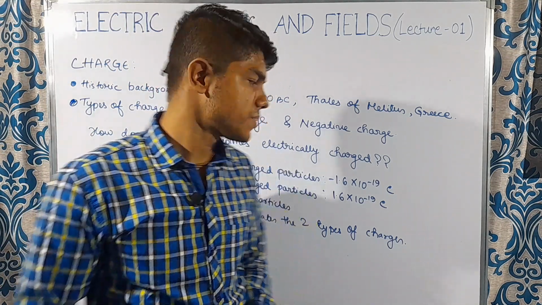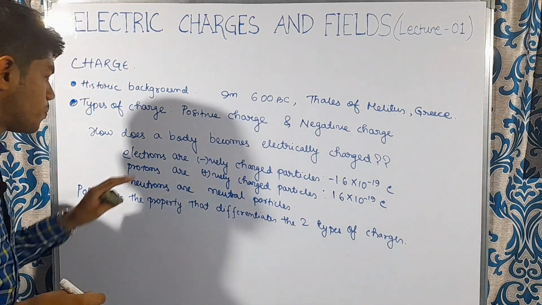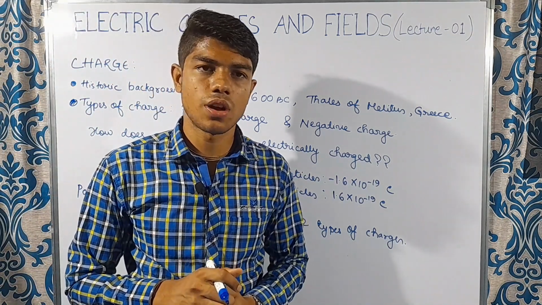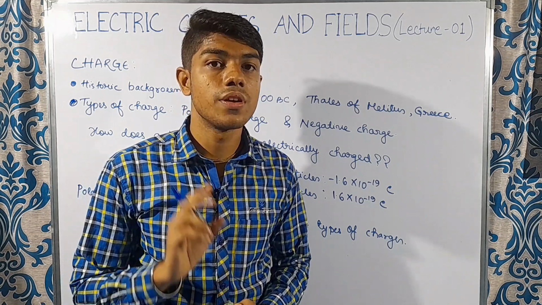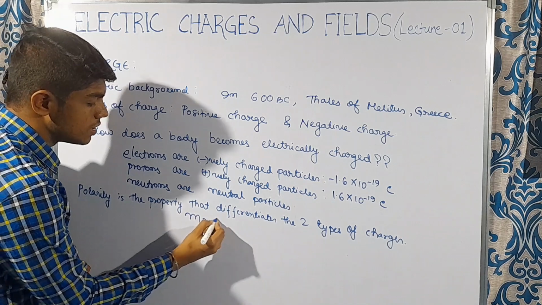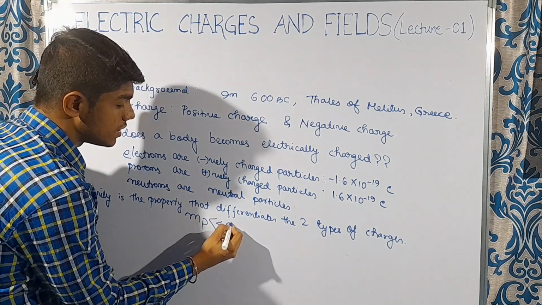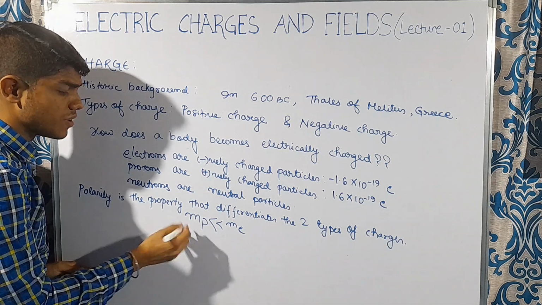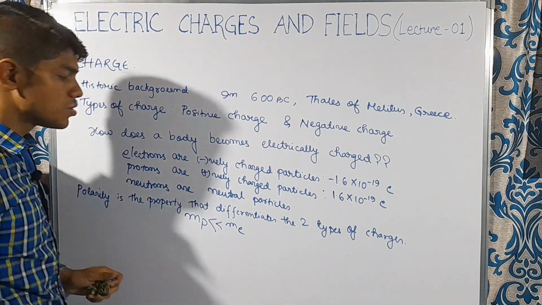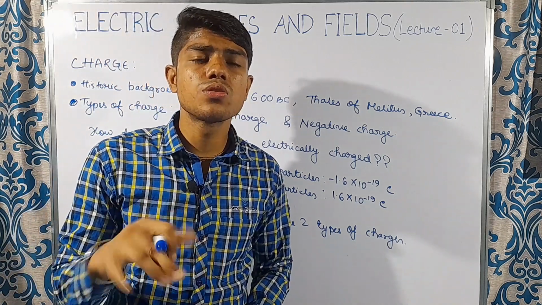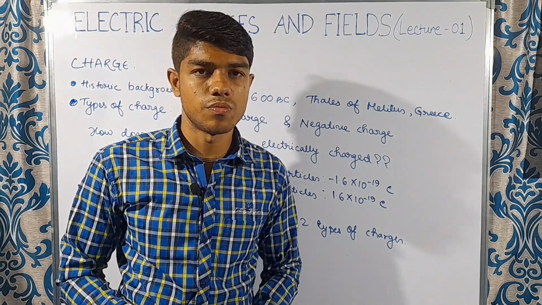For that, see, the protons are held within the nucleus by strong electrostatic forces of attraction. Also, the mass of a proton is very much greater than the mass of an electron. So it is not possible for the protons to be removed from the atom. Understood?